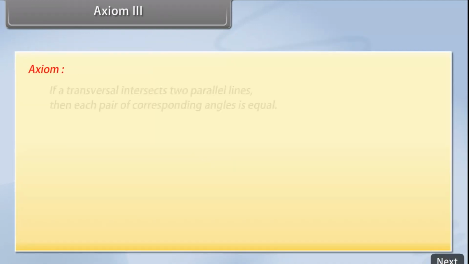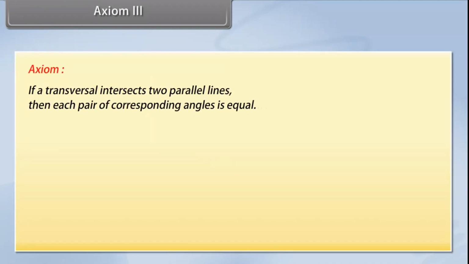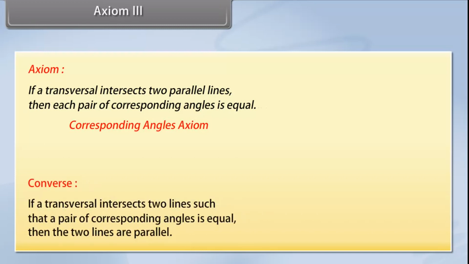Axiom: If a transversal intersects two parallel lines, then each pair of corresponding angles is equal. This axiom is also referred to as the corresponding angles axiom. Now let us discuss the converse of the axiom. If a transversal intersects two lines such that a pair of corresponding angles is equal, then the two lines are parallel. Does this statement hold true?